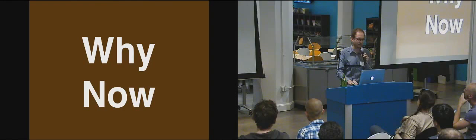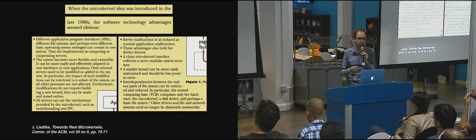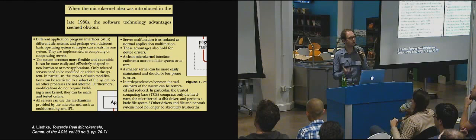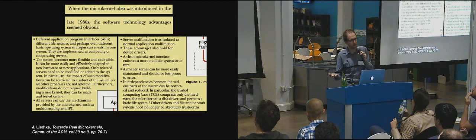So there's this person, Jochen Liedtke, who was one of the early researchers into the microkernel space. He wrote a retrospective for the ACM a number of years ago called Towards Real Microkernels. It should be up online if you want to find it. That summarizes pretty well the traditional arguments for why we want to use a new disaggregated operating system instead of what we call traditional monolithic kernels.